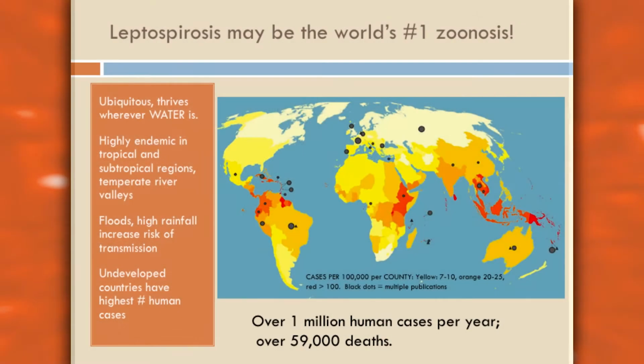I don't come from one of those regions. But it's also seen in river valleys. And where do horses live? Most of them live somewhere around a river valley, at least in the east. Floods and high rainfall, he was talking about when the rainy season comes. He says that's when they see the cases. Increase your risk of transmission. And undeveloped countries have the highest number of human cases, partially because of the exposure risks. This group that just convened estimated that there's over 1 million human cases per year with somewhere around 60,000 deaths.